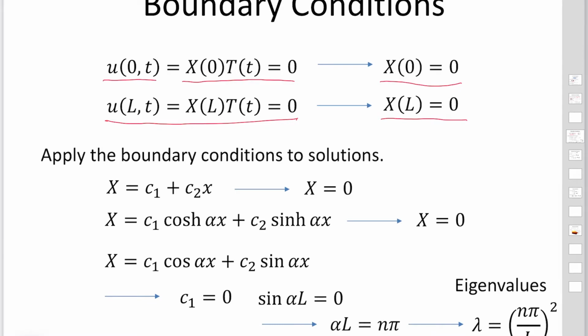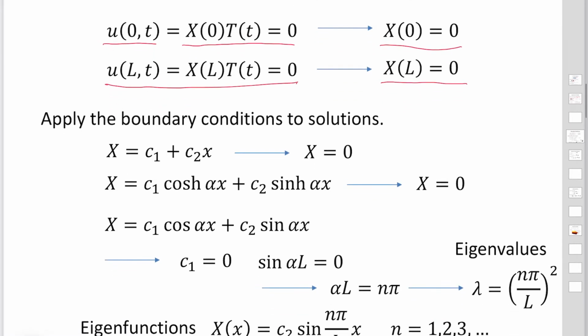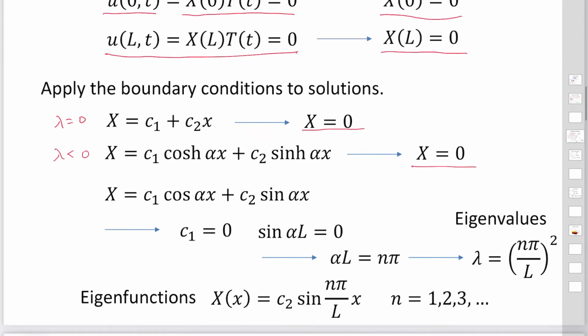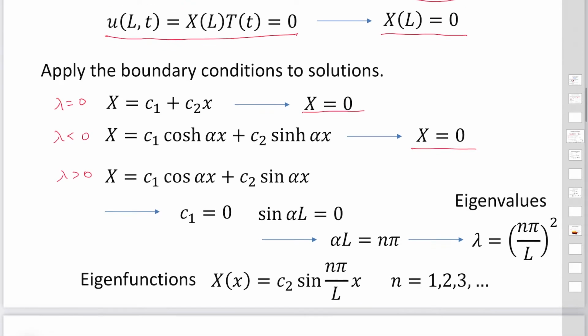Then we apply the boundary conditions to each solution. When lambda equals 0, capital X is c sub 1 plus c sub 2 x, and capital X has to become 0. Also when lambda is a negative quantity, again capital X has to become 0. When lambda is a positive quantity, then without having capital X equal 0, we have solutions.